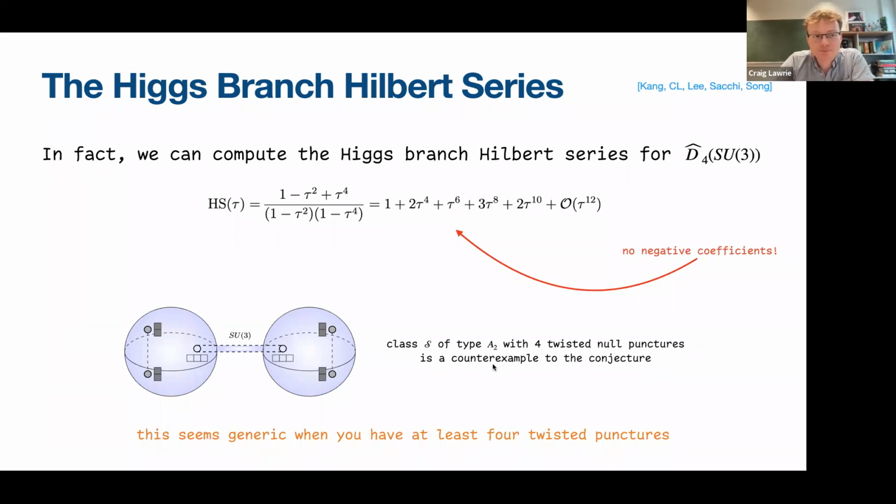Okay. So we can actually compute the Higgs branch Hilbert series of this theory. And I will explain how in 5 or 10 minutes, but if you just run with me at the moment that we can compute it. It's this thing here. And you see there are no negative coefficients, which is exactly what you would expect. So this D4 hat SU3, which is class S of type A2 with 4 twisted null punctures, is a counterexample to this conjecture that I just presented. And this seems to be something which is generic whenever you have at least 4 twisted punctures.